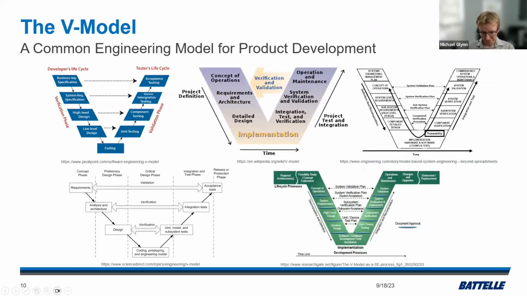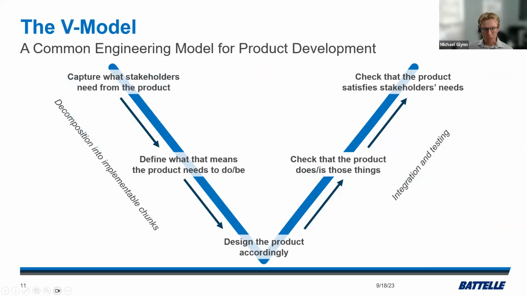So looking a little bit more at the V model, it is a common representation of the development process across many different industries. There are many variants that are used, but at its base level, it boils down to: figure out what the product needs to do or be, design something you think does that, and put it together and confirm it does what you thought it needed to do, which is what this simplified representation is trying to show.